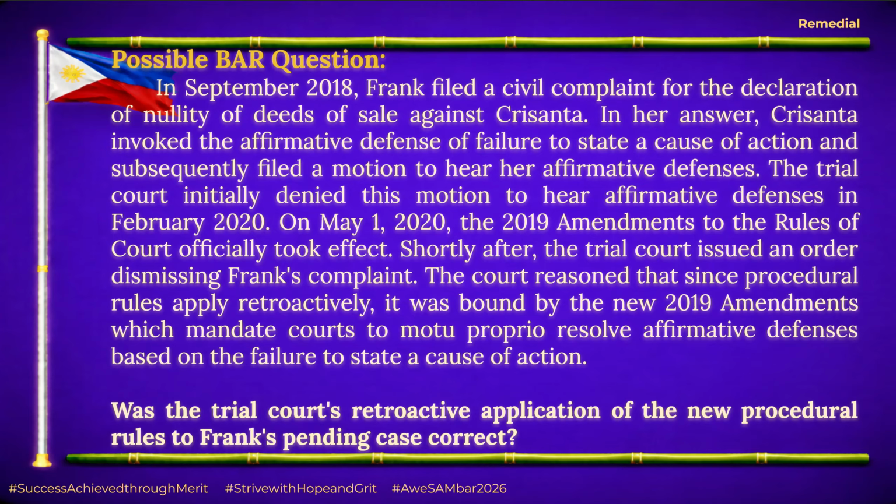Now, instead of giving you the answer right away, I am going to leave this with you as an assignment. I want you to apply the principles we just discussed today, especially the limits on retroactive application and how it relates to vested rights and substantial justice. Think it over, draft your best bar-style answer, and hold on to it. We will tackle this exact problem and discuss the suggested answer together after 3 days.